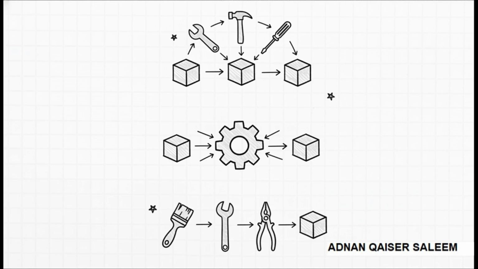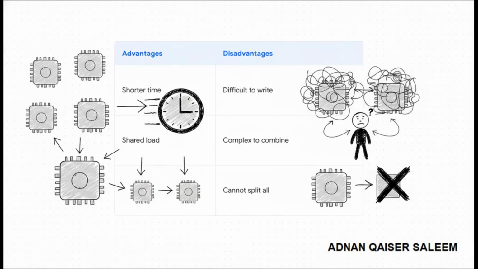MIMD is absolutely the heavy hitter today. It's the architecture running everything from your desktop PC to those massive room-sized supercomputers forecasting global weather. Okay, let's talk trade-offs, because obviously nothing is perfect. The advantages are pretty fantastic. You get way more jobs done in a much shorter time because everything is happening simultaneously. And tasks are shared to reduce the load on individual processors, which totally avoids bottlenecks.